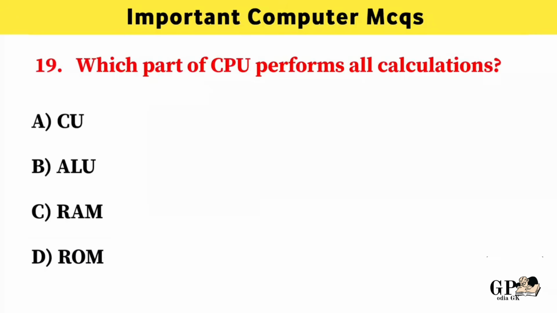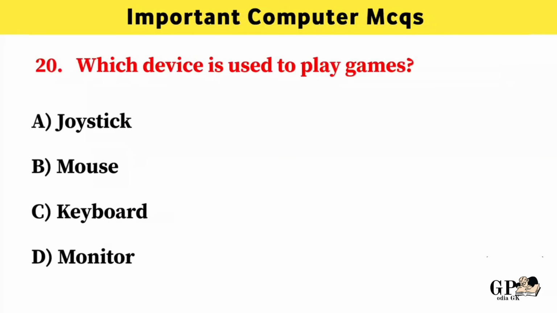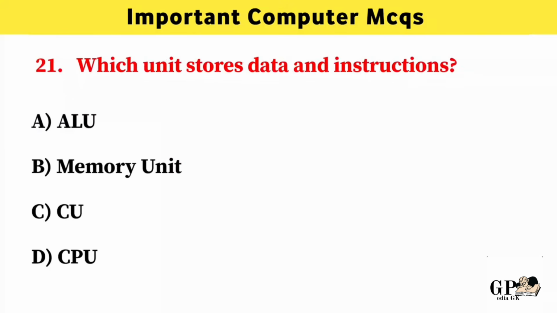Which part of CPU performs all calculations? The correct answer is ALU. Which device is used to play games? The correct answer is joystick. Which unit stores data and instructions? The correct answer is memory unit.